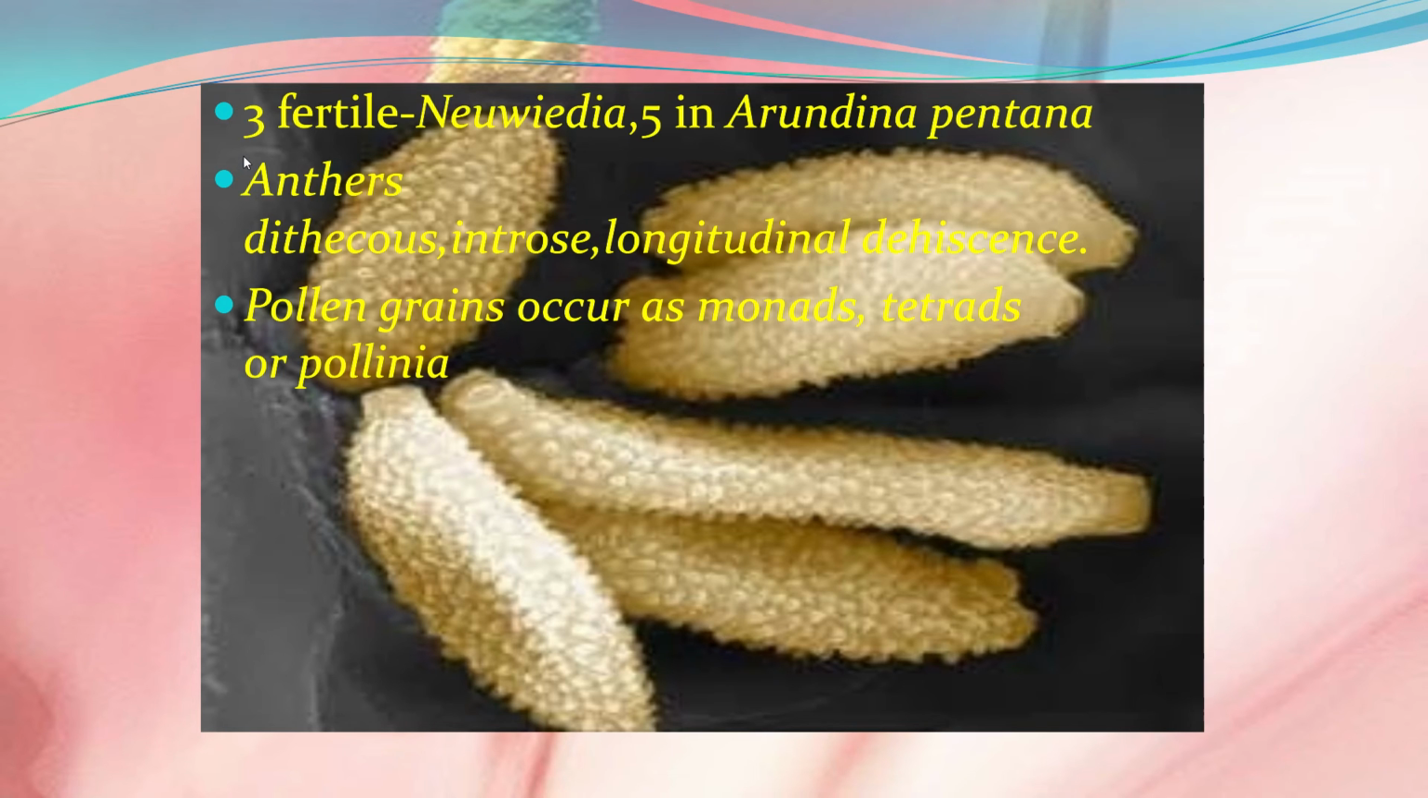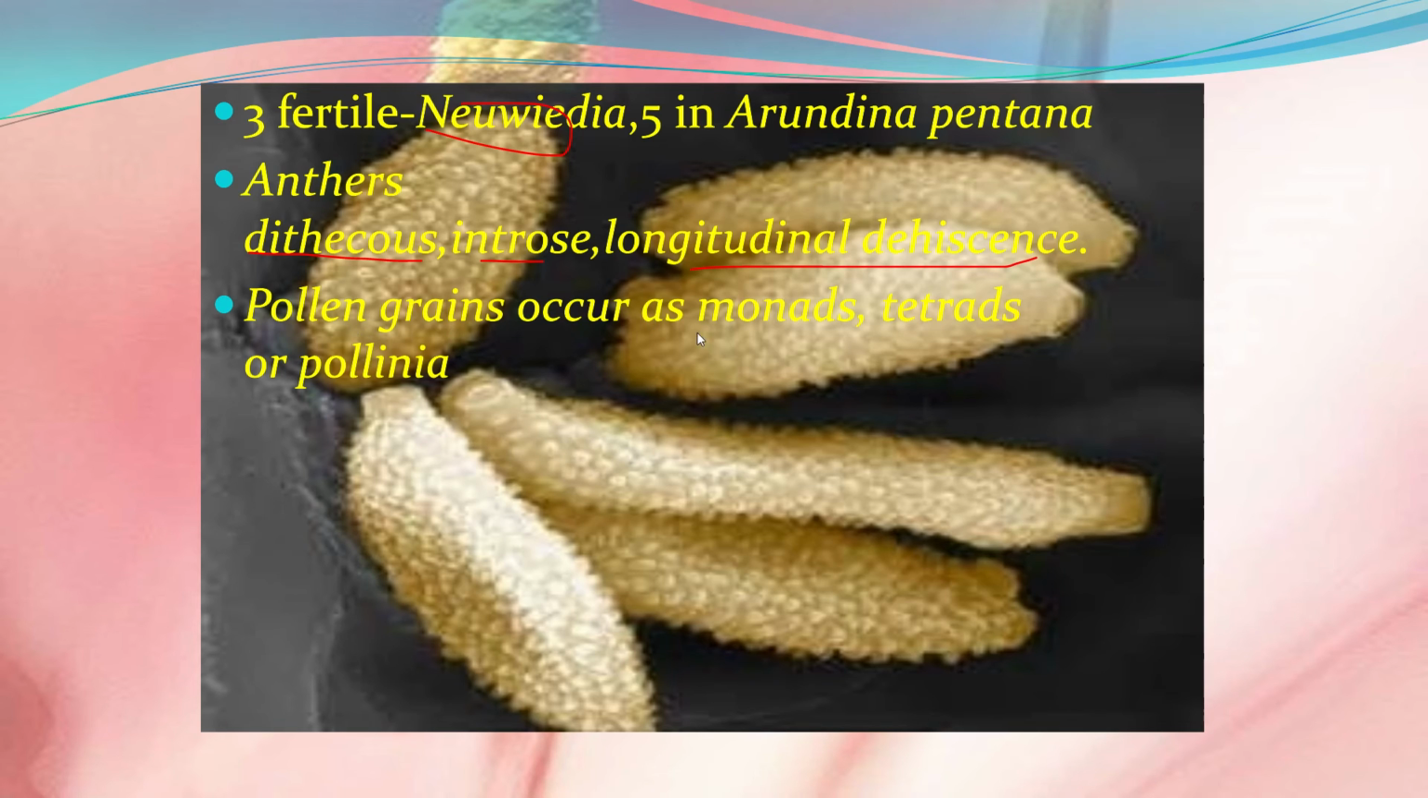In 3, fertile stamens are present, example Neobedia. In 5, fertile, example Arundinaria pentana. Actually, anthers are dithecous, introrse, with longitudinal dehiscence present.